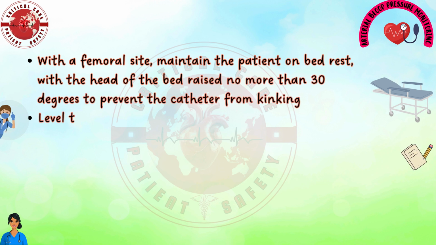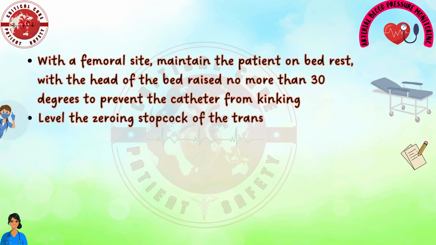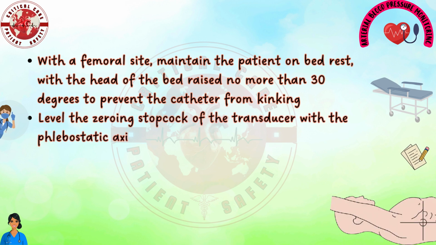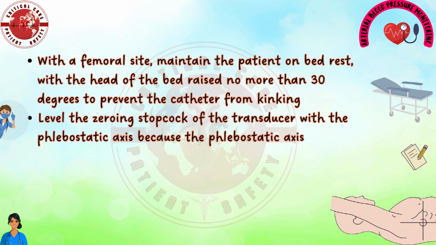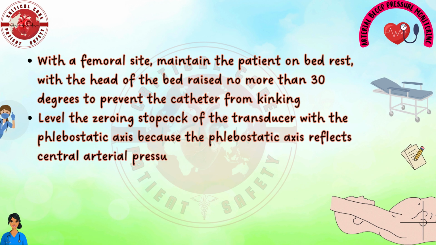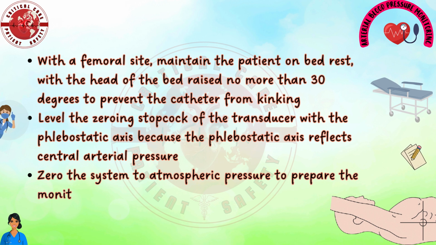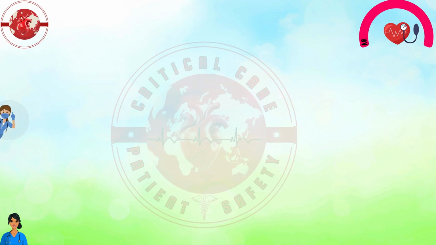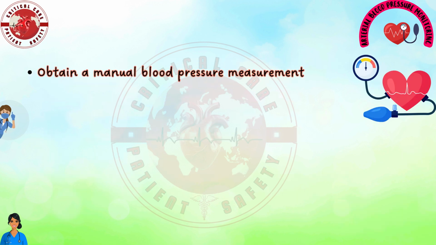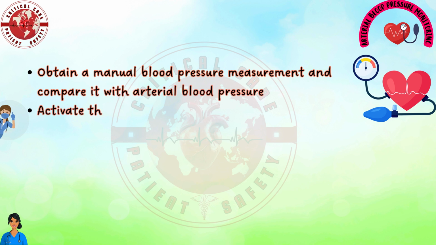Level the zeroing stopcock of the transducer with the phlebostatic axis, because the phlebostatic axis reflects central arterial pressure. Zero the system to atmospheric pressure to prepare the monitoring system for accurate arterial pressure monitoring. Obtain a manual blood pressure measurement and compare it with arterial blood pressure. Activate the monitor alarms as appropriate.